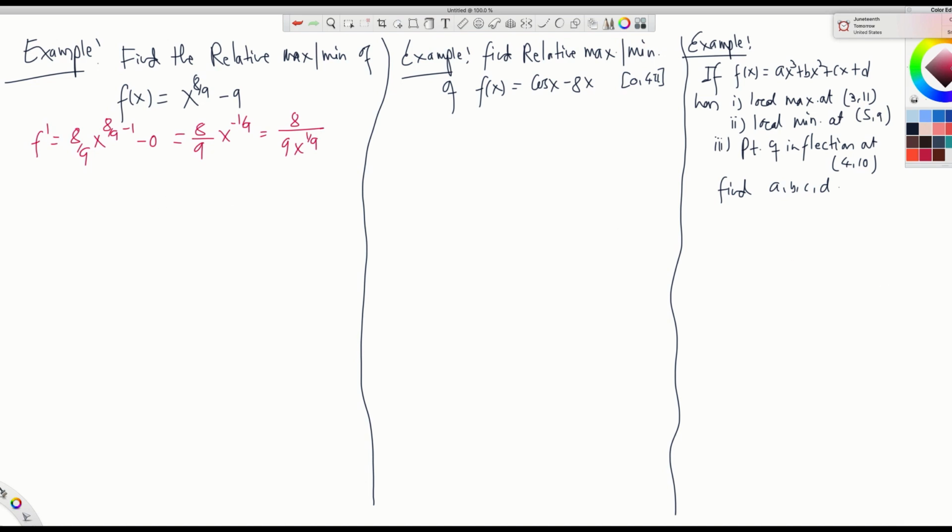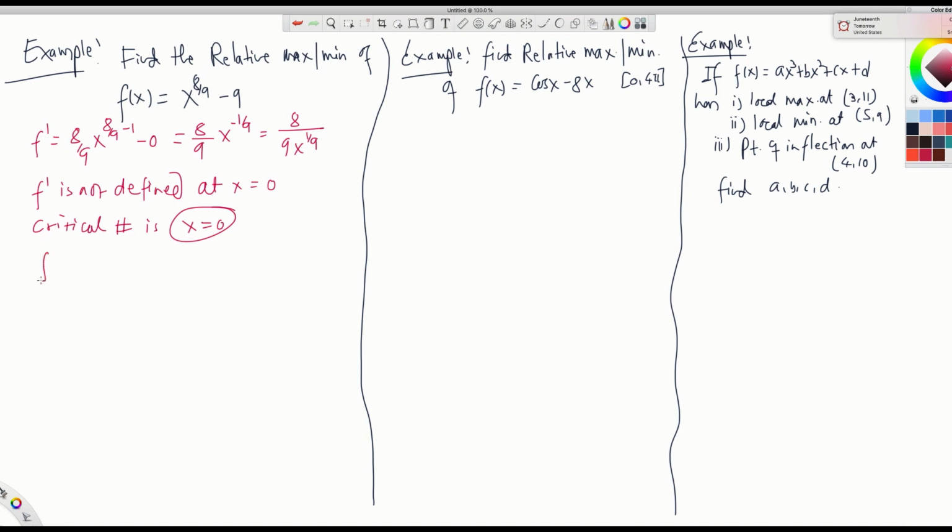So to find out the critical numbers, what we do? We find out where the function is not defined or where the function is 0. This function is not 0 anywhere, right? But it is not defined if x is 0. So f prime is not defined at x equals to 0. So the critical number is x equals to 0. That's the critical number, right?